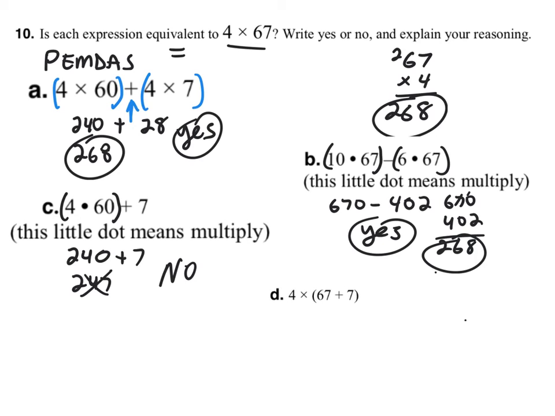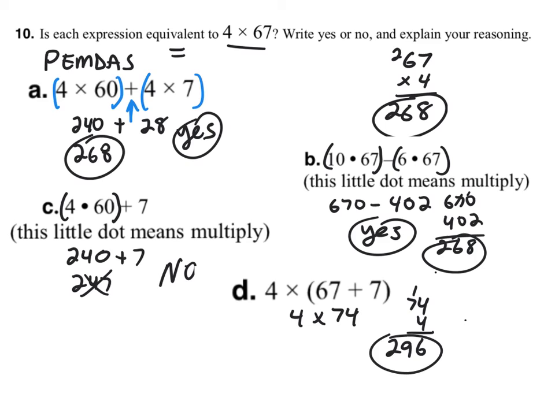And the last one, D, 4 times 67 plus 7, is it equivalent? Well, let's do the parentheses first. 67 plus 7 is 74 times 4. 74 times 4. 4 times 4 is 16. 7 times 4 is 28. Plus 1 is 296. So we say, no, this one is not equivalent.